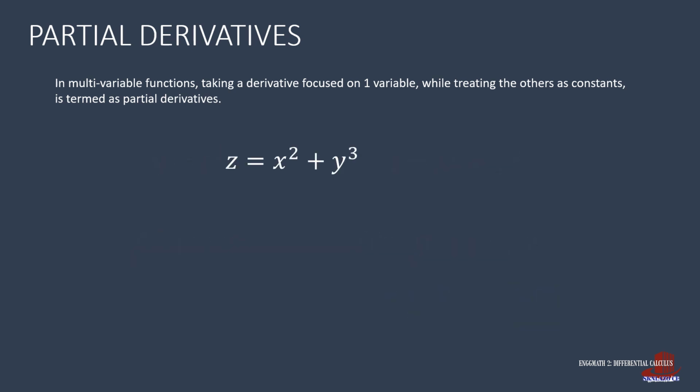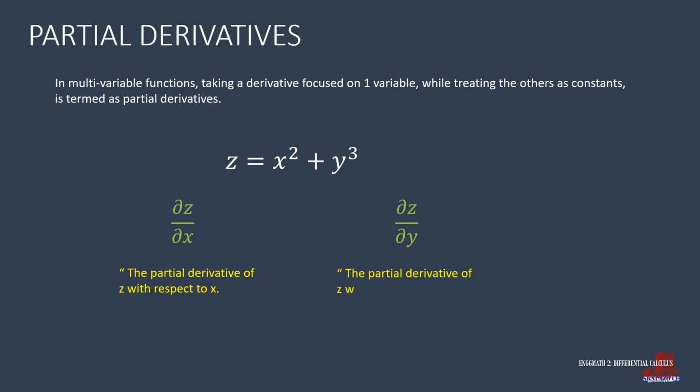Say we have the equation z is equal to x squared plus y cubed. We can take the partial derivative of z with respect to x and also the partial derivative of z with respect to y, where d is used for ordinary derivatives and the squiggly d for partial derivatives is called del.